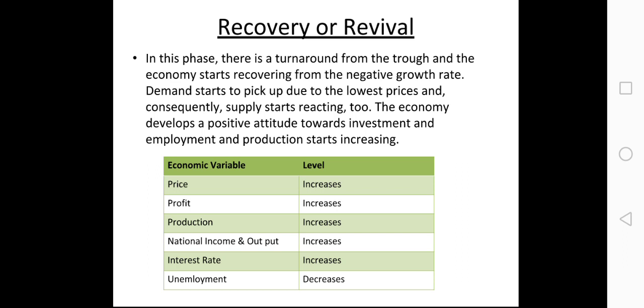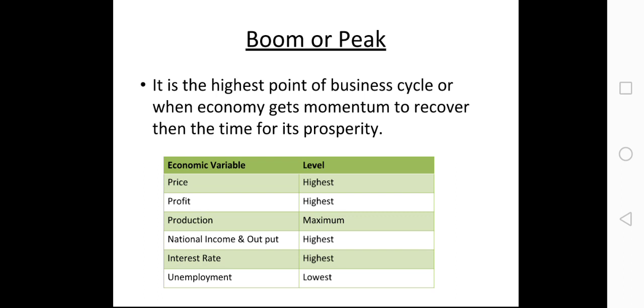The next stage or phase of the business cycle is the boom or peak period. Boom is the highest point of the business cycle, when the economy gets momentum to recover, and then it is time for its prosperity. The growth of one industry leads to the growth of another industry. Wages and profits are at their maximum level. All the natural and physical resources of the economy are fully employed. So in the boom period, all the economic variables are at their optimum level.